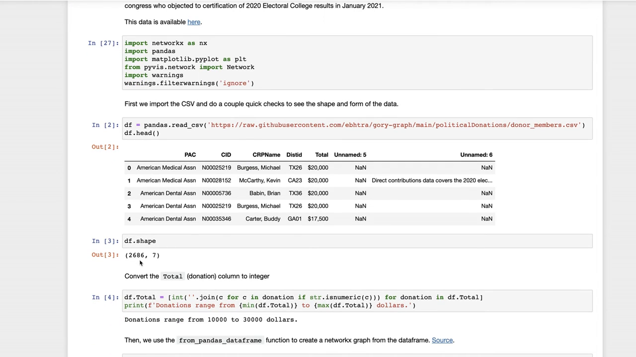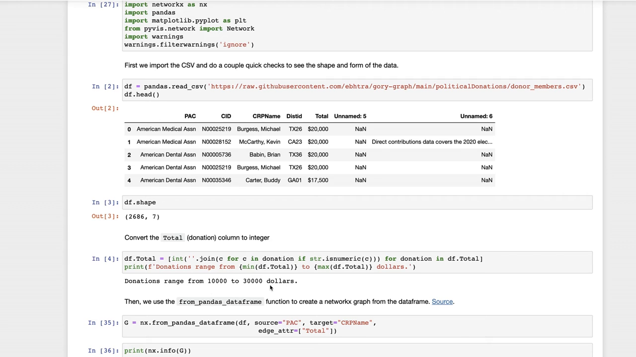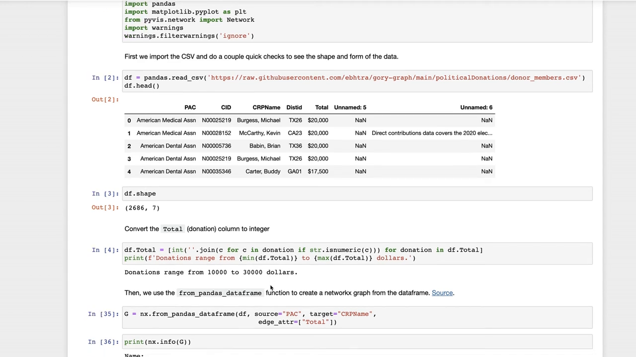which gave us almost 2,700 rows, and each row represents a single donation from one PAC to one House representative. As far as the total dollar amounts of each of these donations, they range from $10,000 to $30,000, which is a similar enough scale that we're not going to focus on that going forward here.